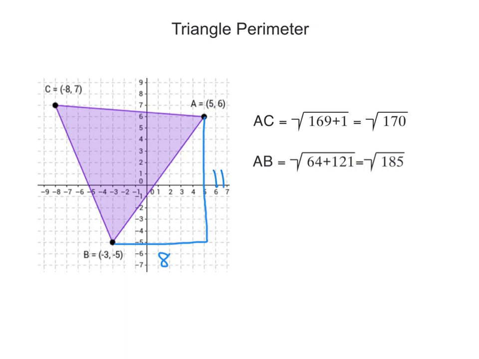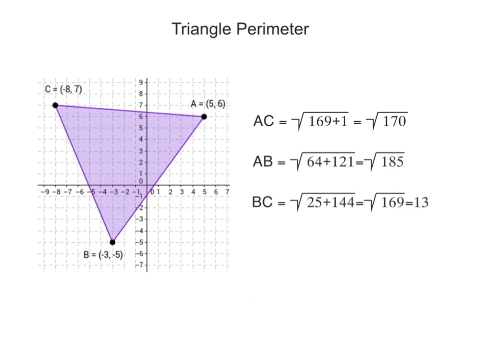And if you run 8 and 11 through the Pythagorean theorem, you get the square root of 64, which is 8 squared, plus 121, which is 11 squared, which is the square root of 185. And just like before, I'm not going to simplify that yet.